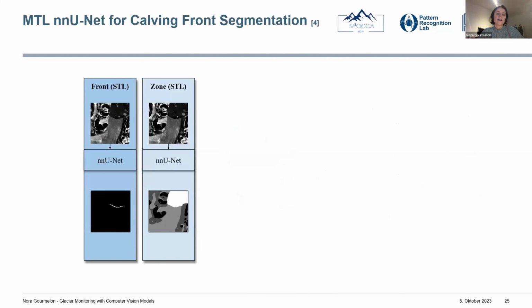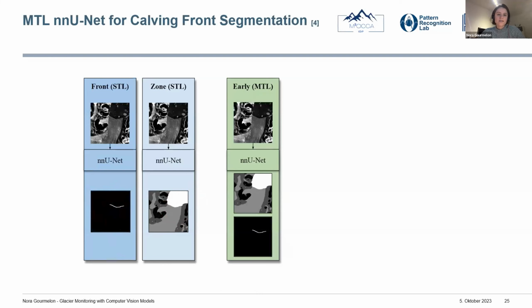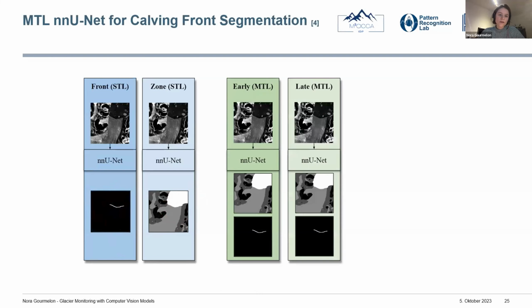So we did two experiments. One where we just trained it on the front labels, and one where we trained it on the zones labels. But we also thought, okay, we have a high class imbalance here in the front labels. So why not use multitask learning? So we actually did two more experiments where we altered the nnU-Net, so the U-Net architecture in the nnU-Net. One where we used an early branching multitask learning U-Net, and one where we used a late branching U-Net.